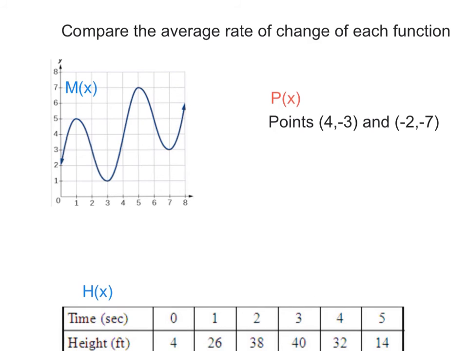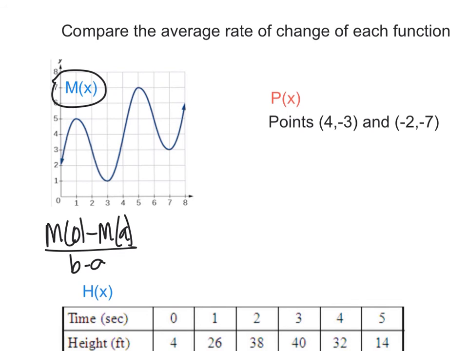All right, so our next goal here is to compare the average rate of change of each function. Okay, so because this function is called m, instead of saying f of b minus f of a over b minus a, I'm going to use m. m of b minus m of a all over b minus a. Okay, now they're going to give you 2 points to use. Let's say we say between x equals 4 and x equals 5.